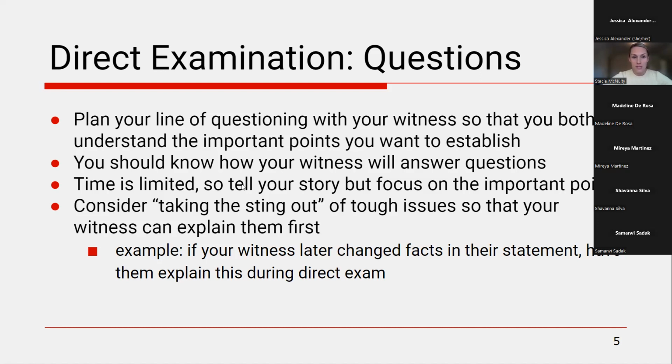The time is limited. So you need to tell a story, but you need to focus on the important points. These witness statements are long, and we're not just reading them. You need to focus on things they say that are directly related to the elements of the claim. Like we talked about before, consider taking the sting out of problematic issues so that they can be explained by your witness first. We talked about changing facts in their statement. I think that's a really good thing to always bring up during direct. Otherwise it's just easy cross points for them to make, and it can look like you're hiding something.